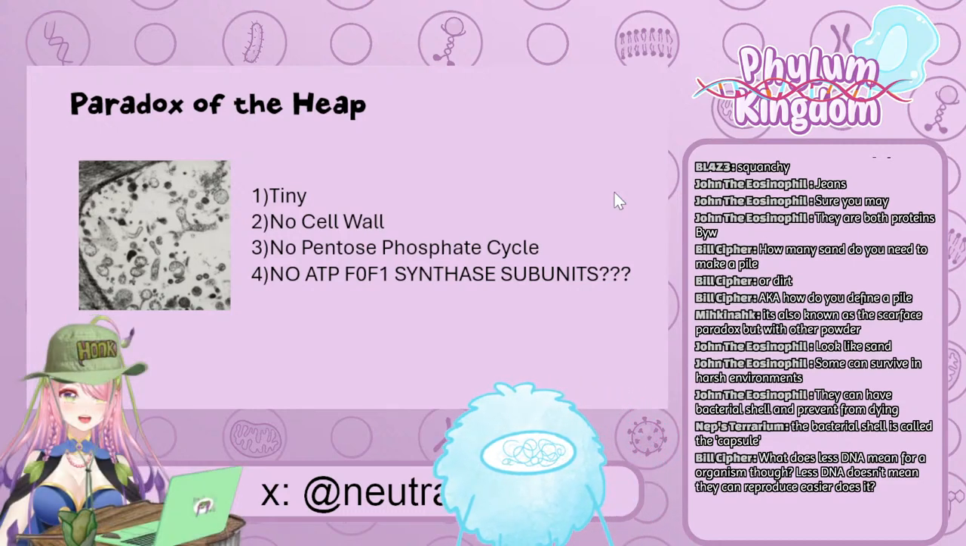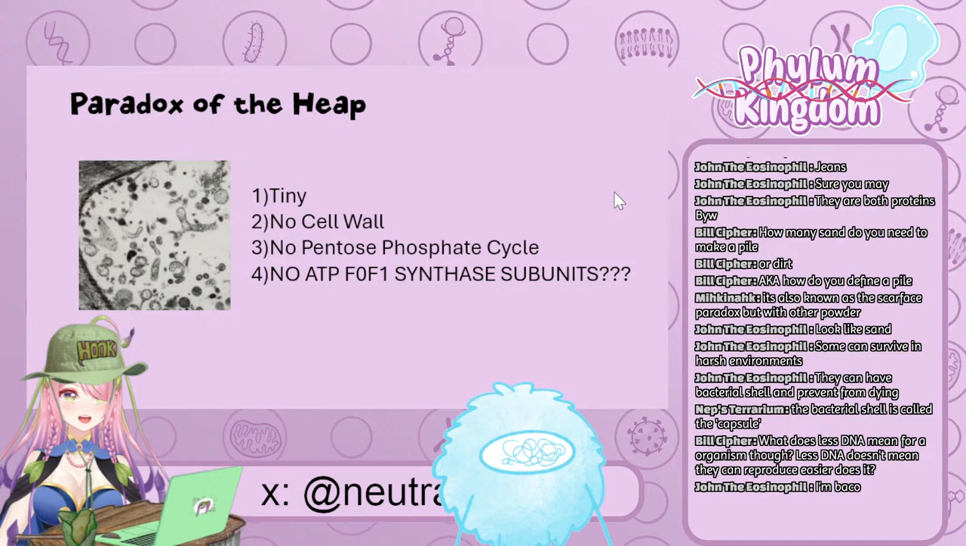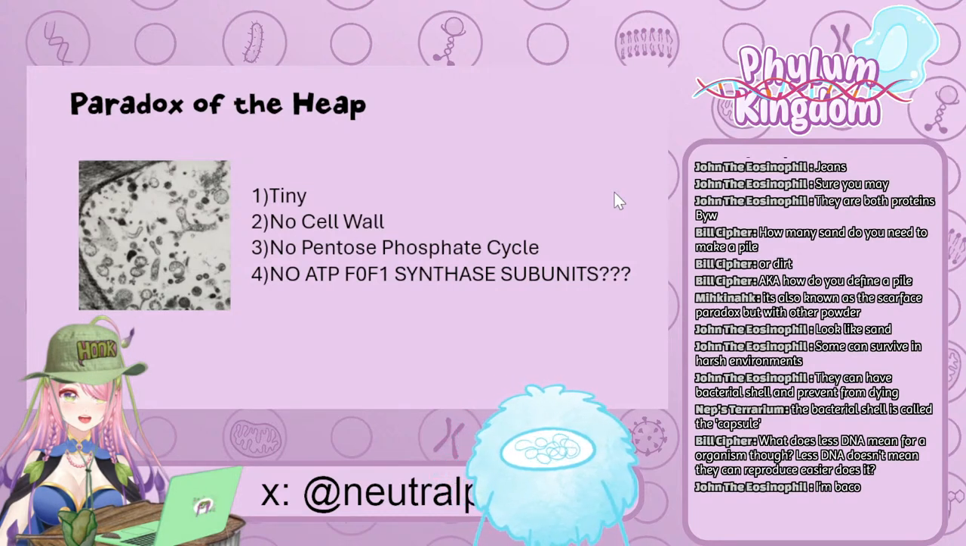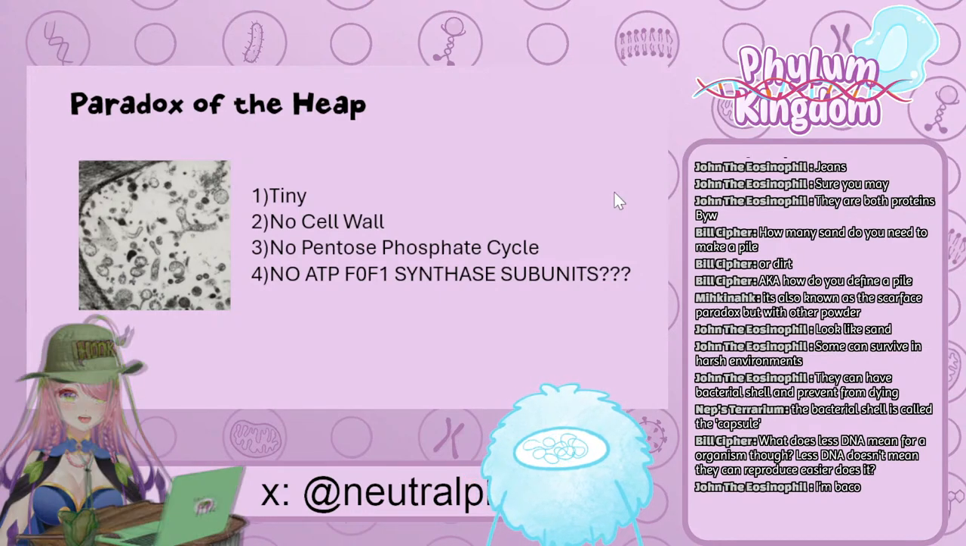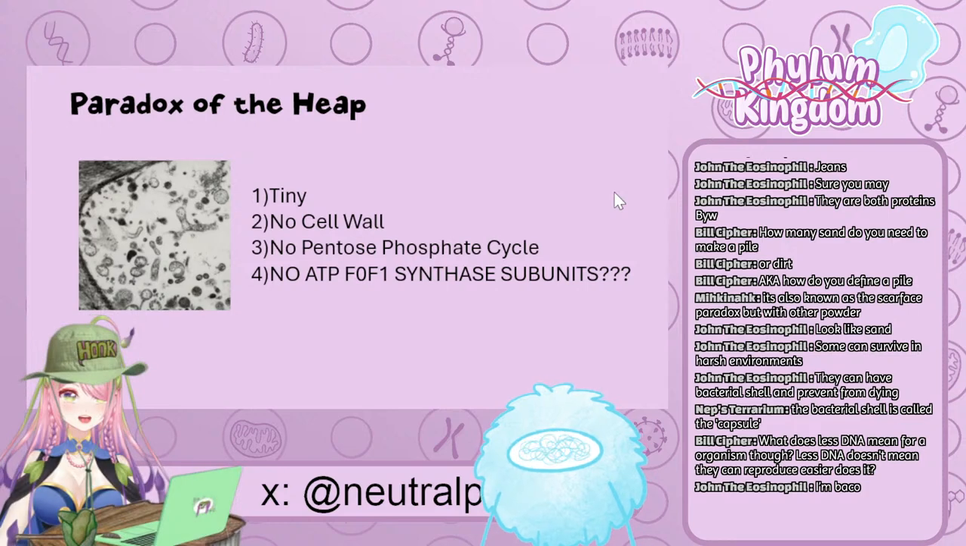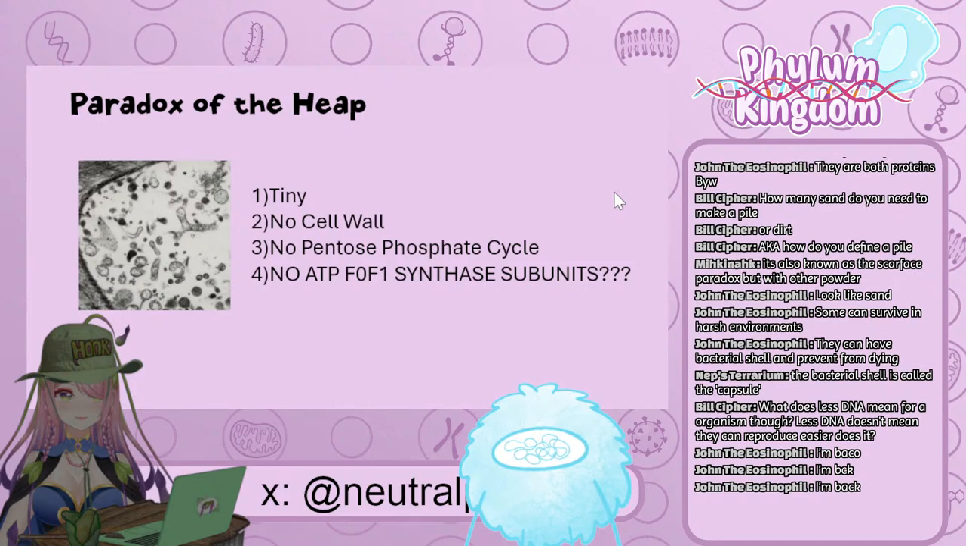So I have some questions from chat. What does less DNA mean for an organism, though? Less DNA doesn't mean that they reproduce easier, does it? That's true. The amount of DNA in an organism doesn't really give you that much explanatory power, except for this point that I'm making here, which is that this organism has evolved to be highly, highly efficient with its genome. It doesn't need that many genes to survive, is kind of the point that I'm getting across.